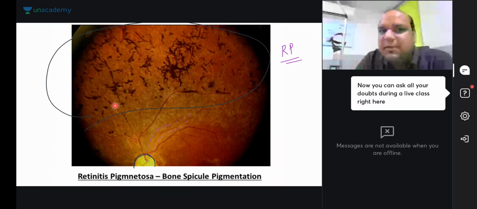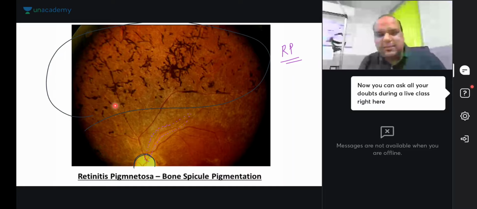I know the bony spicule pigmentation is the most easily visible. So for your exams, please just remember bony spicule pigmentation for a photograph. Whenever you get such a photograph with bony spicular, corpuscular pigmentation scattered all around, just answer retinitis pigmentosa without a doubt. I hope I'm clear about the photograph. I hope there is no confusion. Okay, everybody. So these are the 3 signs of retinitis pigmentosa.